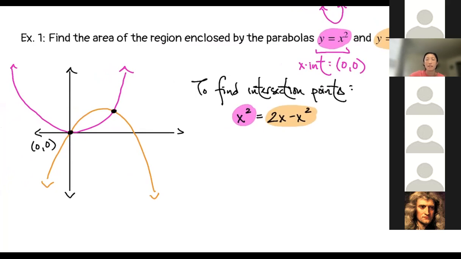That right here is one of the most useful processes or algebraic structures that we're going to use as we move through these problems, okay? So to find the intersection points, we have sketched a picture, and we're going to set them equal to each other and then solve. So let's go ahead and do this. How would we solve here? This equation that has the pink x squared equals the orange 2x minus x squared.